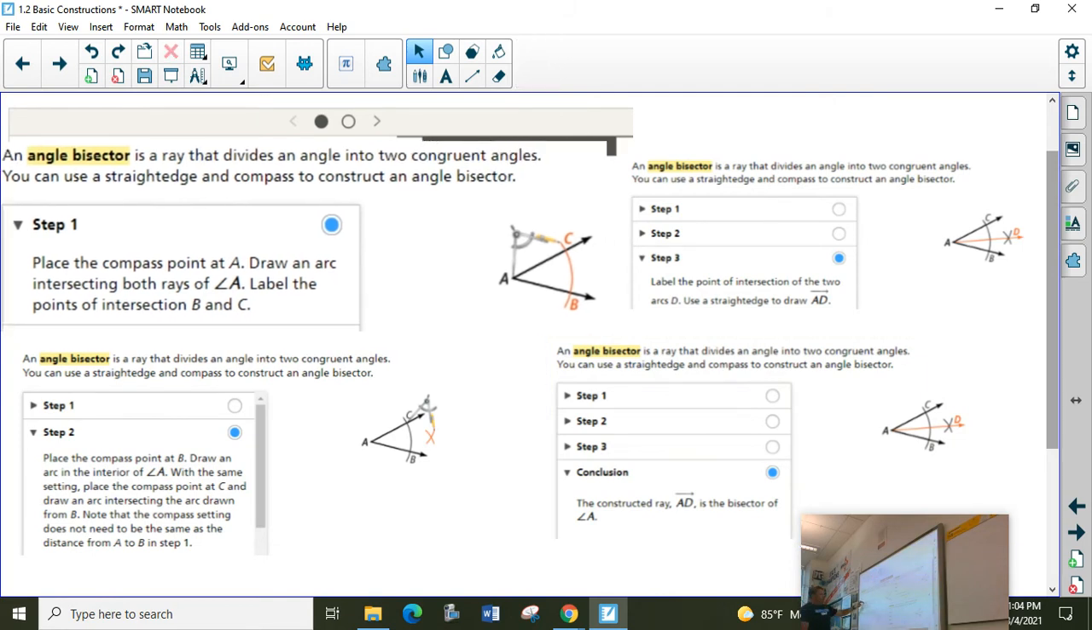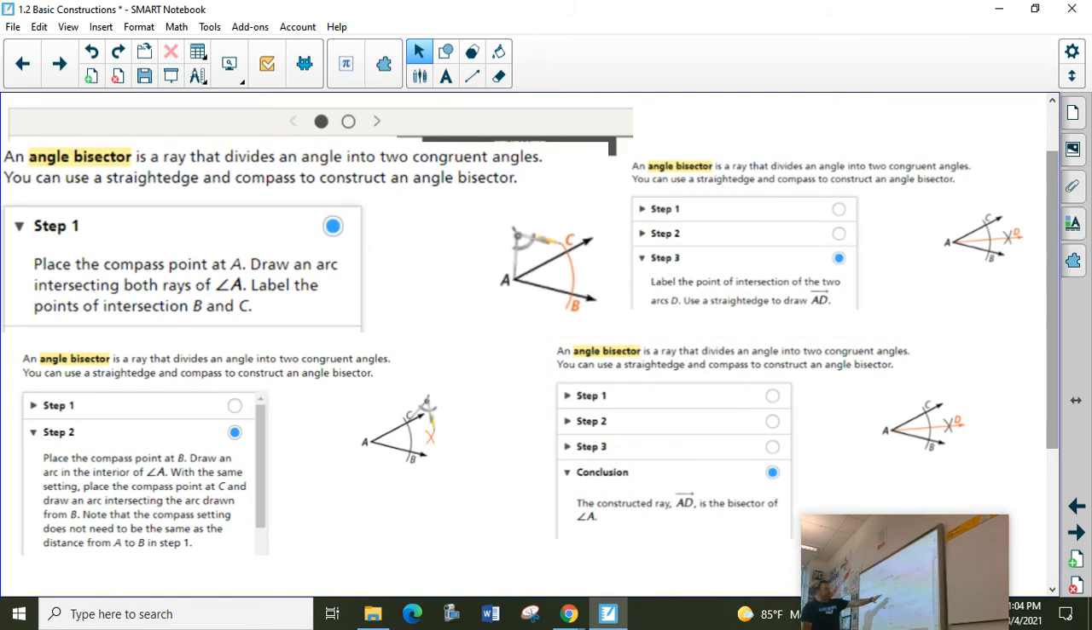So the first thing we're going to do here is we're going to place the compass on A. We're going to cut this thing in half. It doesn't matter what length you go to. Okay, you just make an arc any way you want to. Place the compass on point B and draw an arc on the interior of A with the same setting.